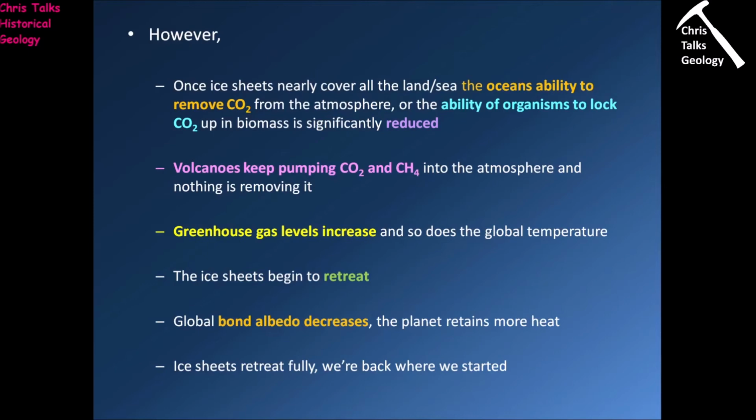So this increase in global temperature is obviously going to cause the ice sheets to begin to retreat. And as the ice sheets retreat, we're going to see the amount of light coloured ice get smaller, whilst the amount of darker coloured ocean and continent is going to get larger. So this is going to mean a decrease in the Earth's bond albedo, so it's going to get darker in colour. Obviously, the darker an object is, the more heat it will absorb. So as the Earth gets darker, the planet is capable of absorbing and retaining more heat. And so this is also going to help to increase the Earth's global temperature.